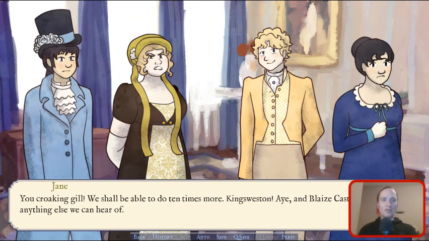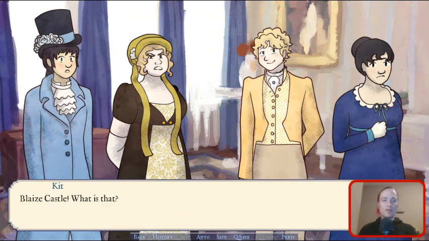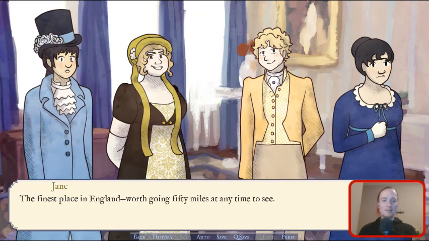Oh my gosh, this might have been our chance to go to Northanger Abbey. Blaze Castle? Oh, maybe. What is that?